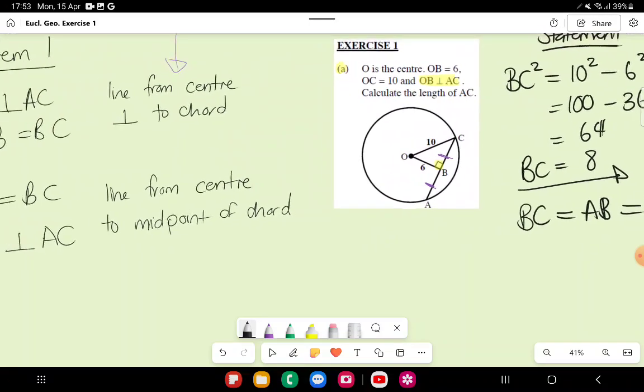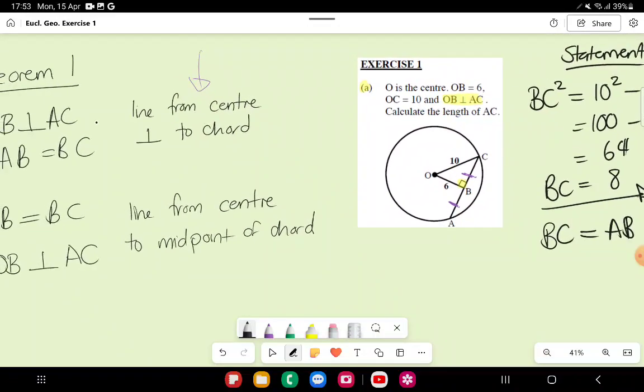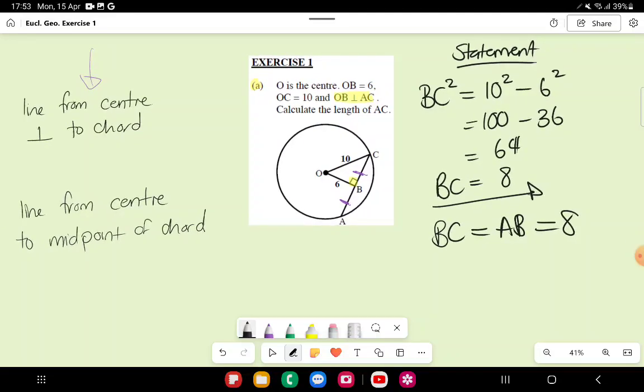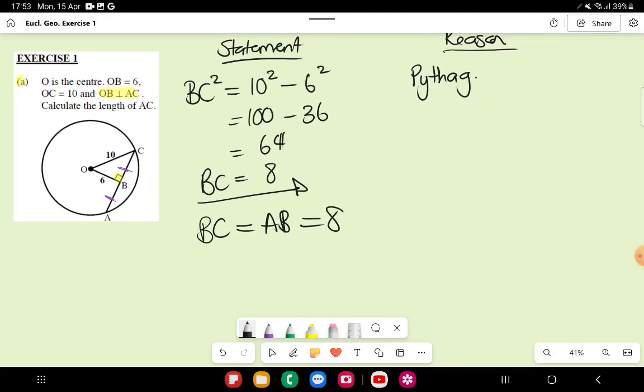Let's go back to our theorem. If you have a perpendicular, you know that the lines are equal to each other. So my reason is going to be: line from center is perpendicular to chord.